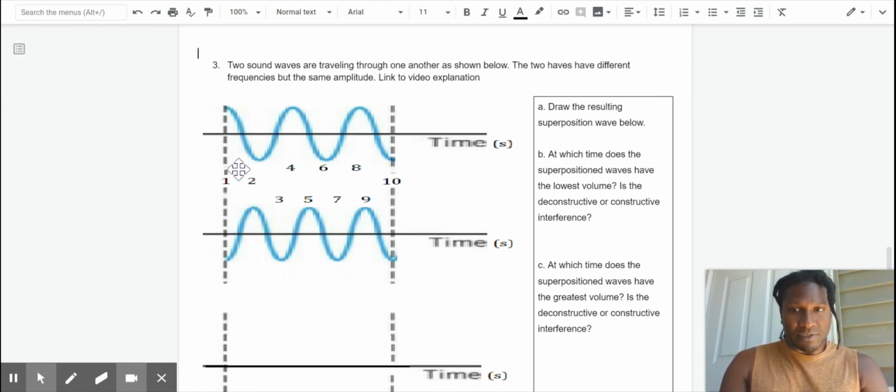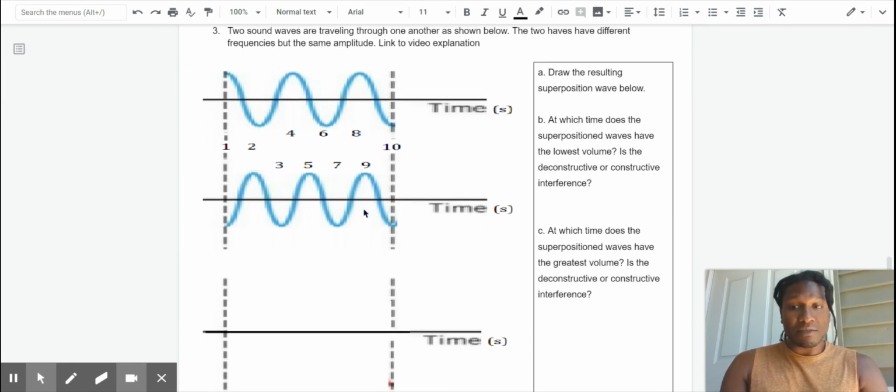Now let's talk about the upper numbers. At the 4-second mark, the upper wave has a crest. At 6 seconds, there's a trough. At 8 seconds, a crest. So I tried to give you time locations for when these are at their maximums or minimums. And then the lower numbers. At the 3-second mark, the lower one has a trough. At 5 seconds, a crest. At 7 seconds, a trough. At 9 seconds, a crest.